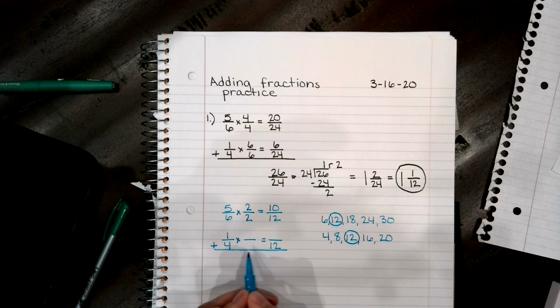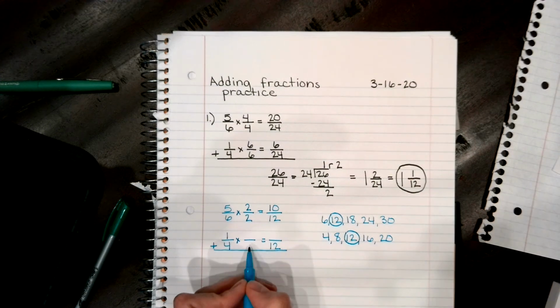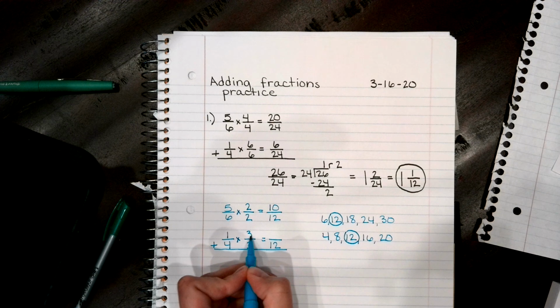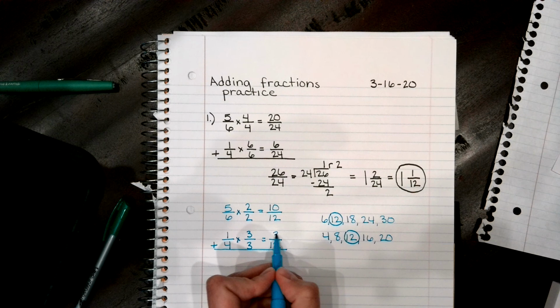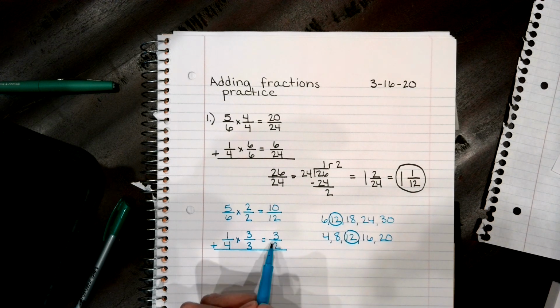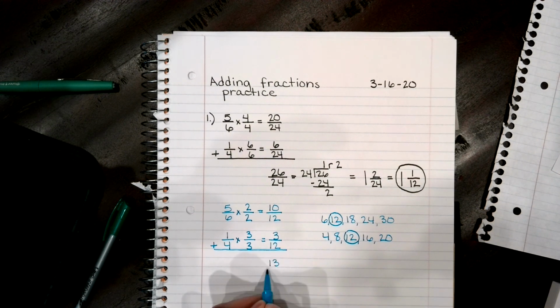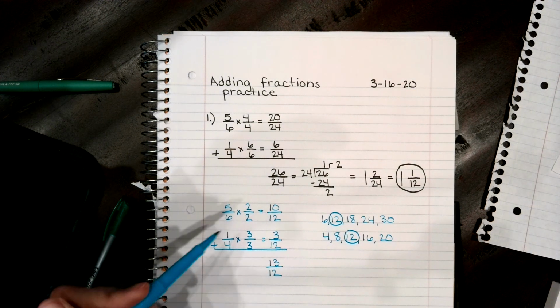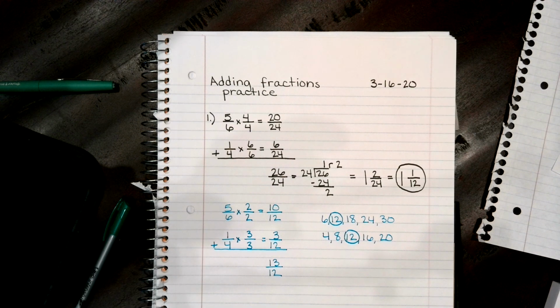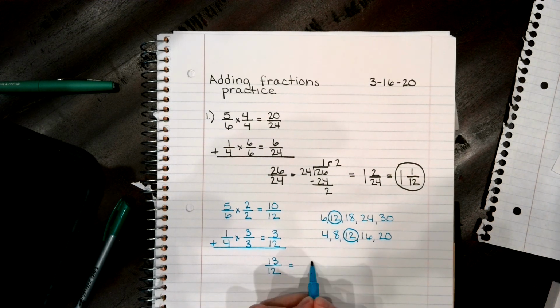Then you have 4 times what equals 12? And that would be 3. What you do to the bottom, you have to do to the top. 1 times 3 is 3. Okay, 10 plus 3 is 13. Your denominator stays the same. Now, for this strategy, you still have the improper fraction, so you're still going to have to do the division. And remember, you should know off the top of your head, it's going to be 1 remainder 1.